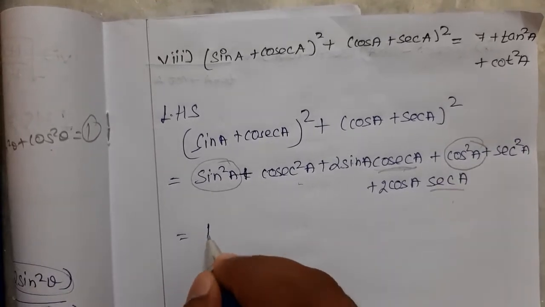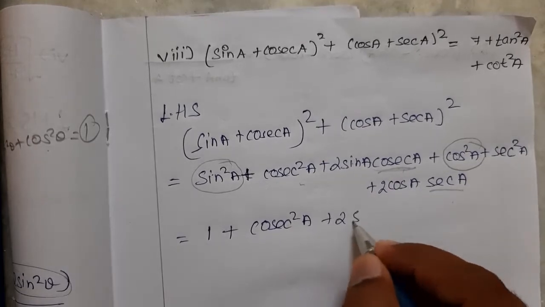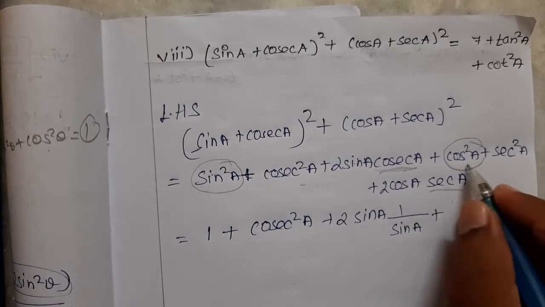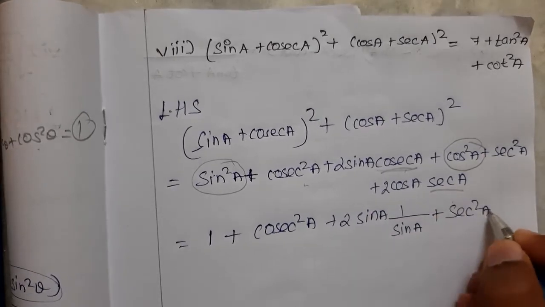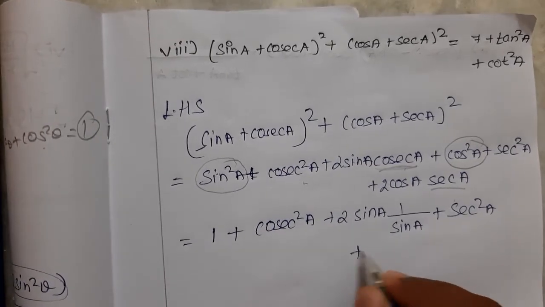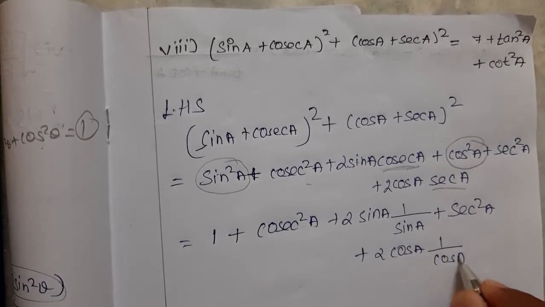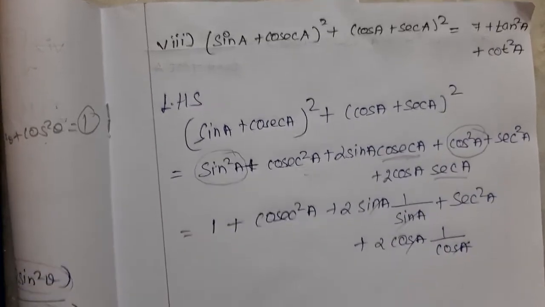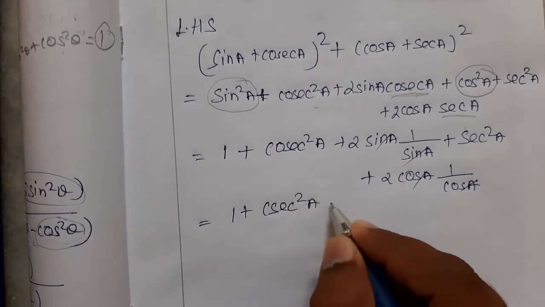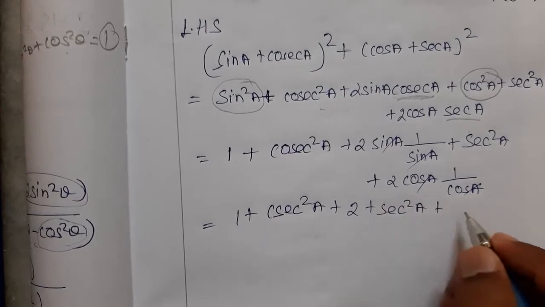Sin square a plus cos square a will get 1 plus the same cosecant square a. So this we can cancel: 2 sin a into cosecant we can write as 1 by sin a, plus this I already added, so secant square a, plus 2 into cos a sec we write as 1 by cos a, right? So cos a gets cancelled and sin a gets cancelled. We will be getting 1 plus cosecant square a plus this 2 into 1 is 2, plus secant square a plus 2 into 1 is 2.